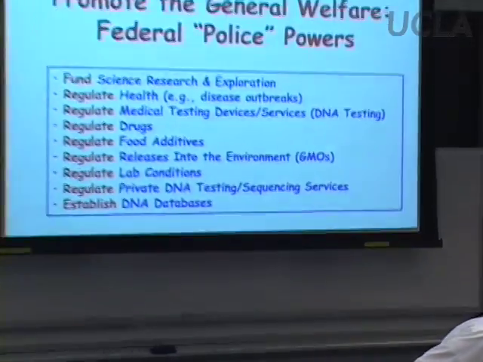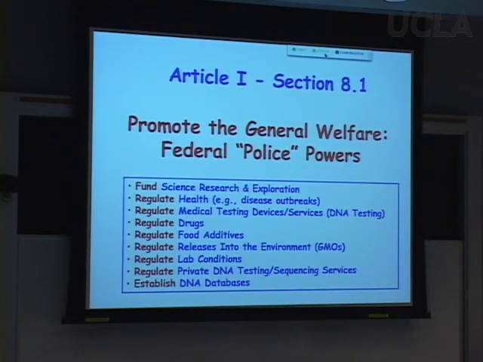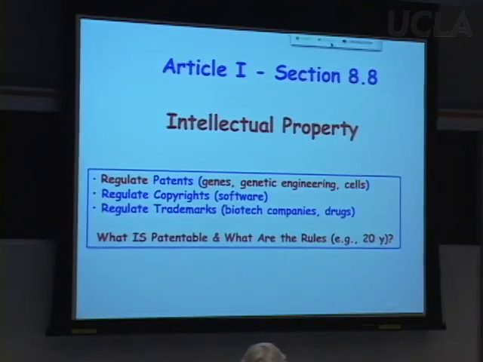I've mentioned some of them. Let me go over them briefly, again in the context of, for example, the federal police powers, which is promoting the general welfare. Notice health, disease outbreaks, medical testing, drugs, food additives, release of GMOs into the environment, lab conditions, private DNA testing services, apparatuses, DNA databases. All these things we've talked about can be regulated under the police powers, under promoting the general welfare.